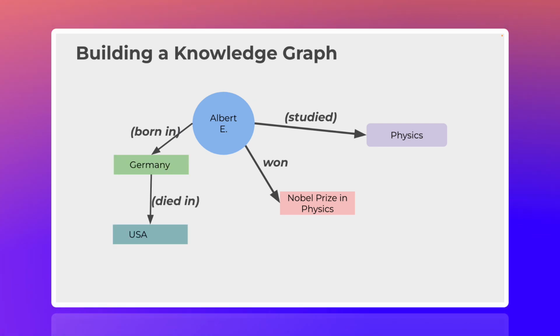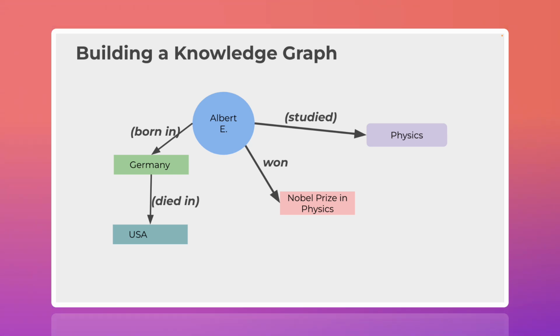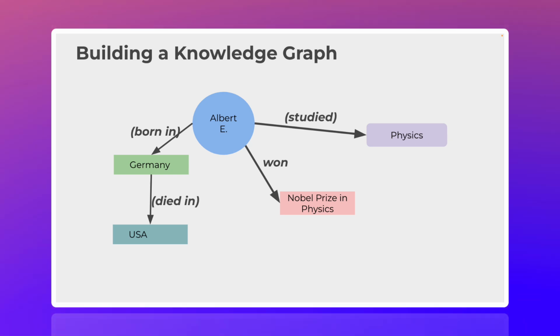So you see here, Albert, again, as the focus, as the subject here, the main node. You can see that he is related to physics because he studied physics. Albert also won the Nobel Prize in physics, and he was born in Germany and also died in the USA. All right, so this is just a very simple knowledge graph that we are going to try and put together in code so you can see how that is done.